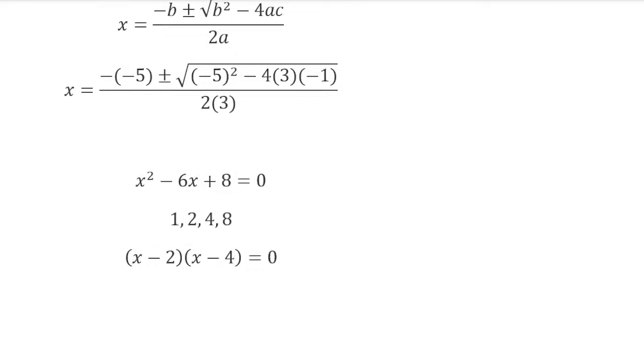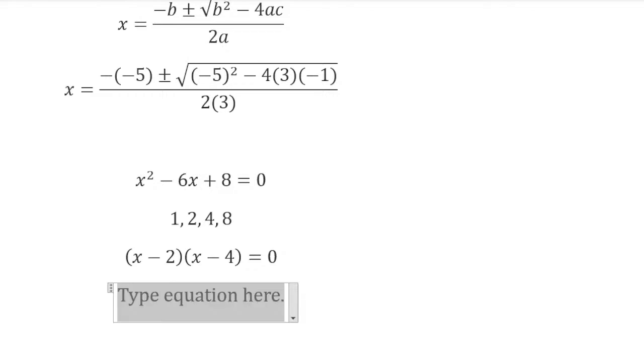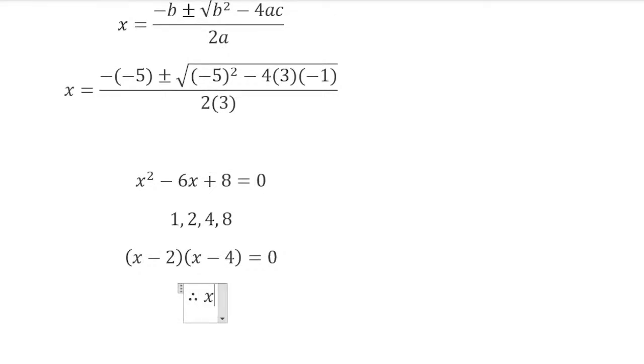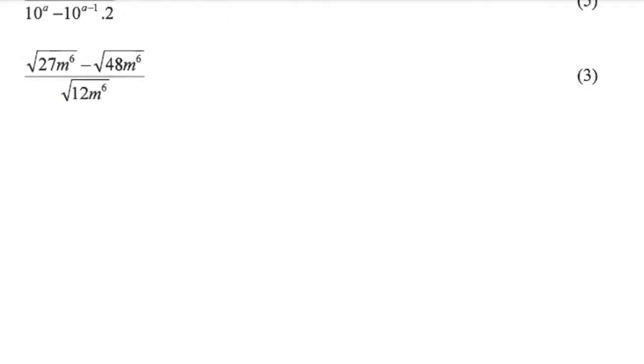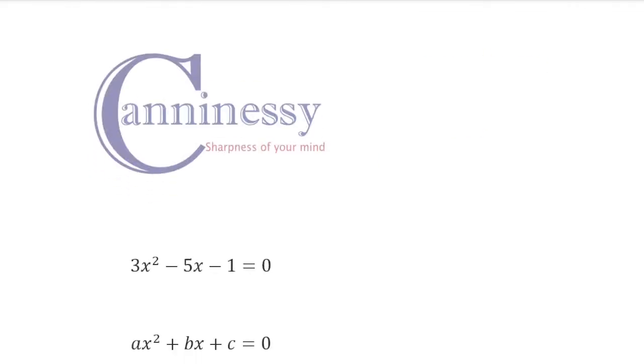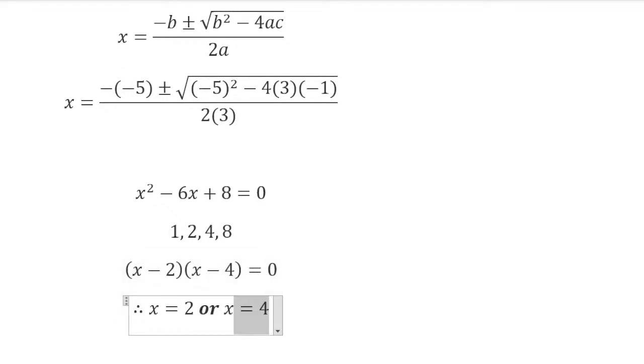Therefore x is equals to positive 2, or x is equals to 4. So here you get 3 marks. So 1 mark is for the factors. Then the 2 marks is for the 2 possible values of x.